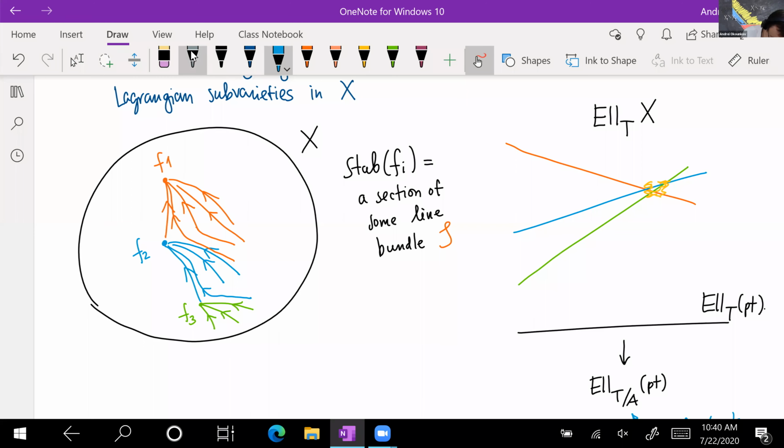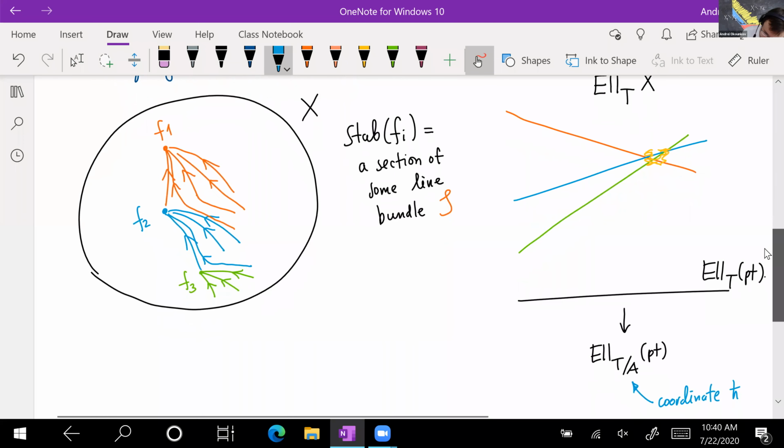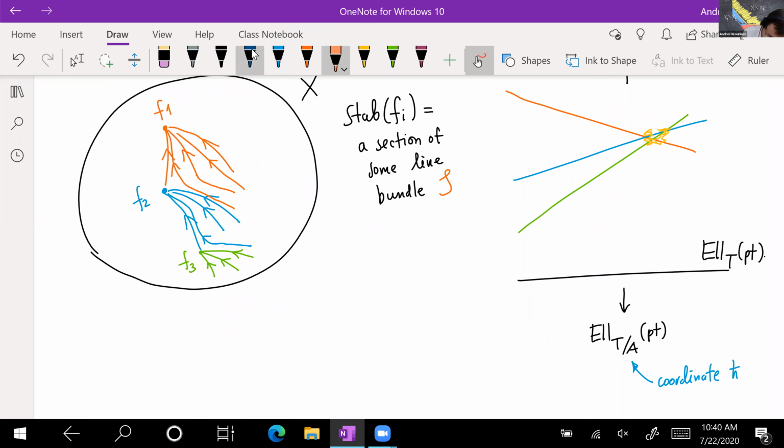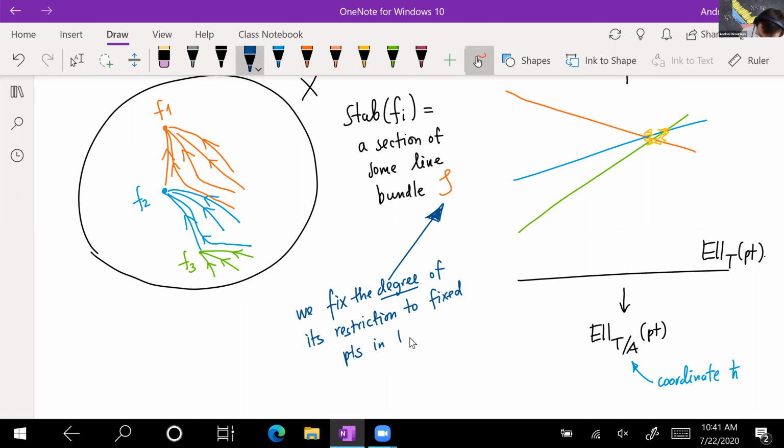And what would we like about this line bundle? We would like to fix its degree, or rather, the degree of its restriction to the fixed points in the variables.